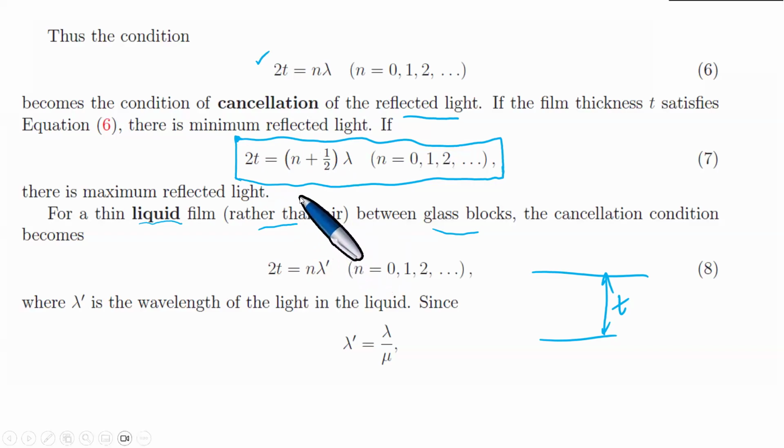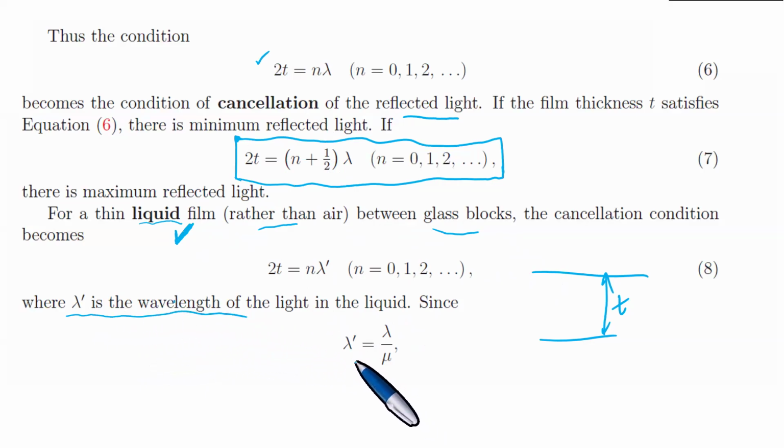Now, for a thin liquid film between glass blocks, the cancellation condition becomes this one. We have 2t equals n lambda primed, where n is 0, 1, 2, and lambda primed is the wavelength of the light in the liquid.